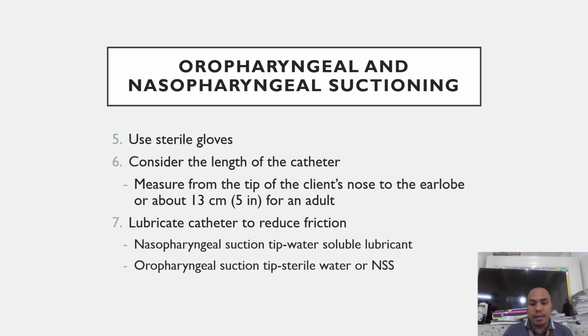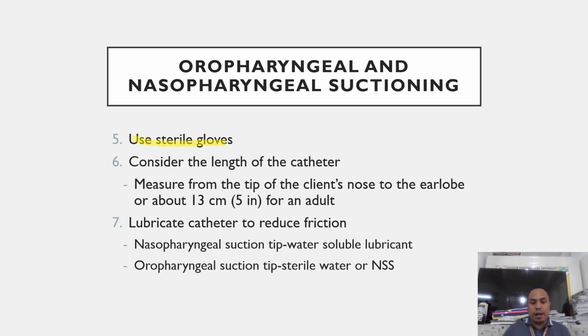Use sterile gloves, or apply an unsterile glove on the non-dominant hand and a sterile glove on the dominant hand. The rationale is that the sterile glove maintains the sterility of the suction catheter, and the unsterile glove also prevents transmission of microorganisms to the nurse. Then with your sterile gloved hand, pick up the catheter and attach it to the suction unit. So that is our use of sterile gloves.